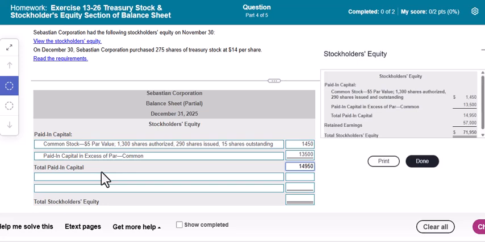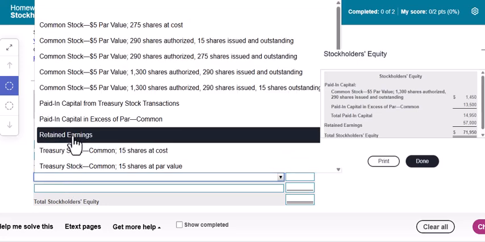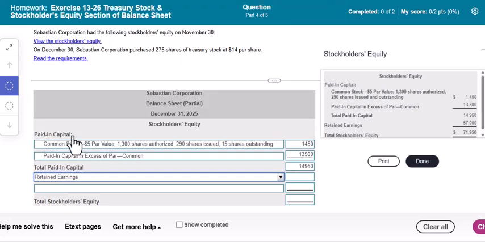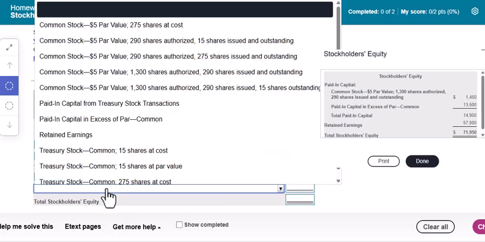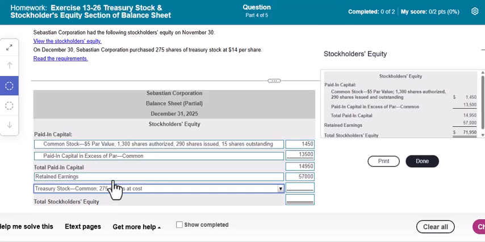And this is where we have our retained earnings, after total paid in capital. And that is going to be for $57,000. So again, matching the other table. And here is the only difference between the two tables. It's the treasury stock common, 275 shares at cost. And this treasury stock is always listed at cost, so we can keep track of any gains or losses on it. That is why we have at cost and not at par value.